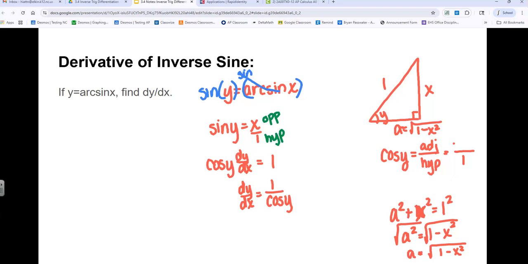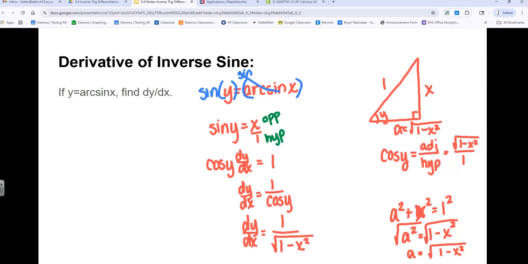So my cosine of y can also be the square root of 1 minus x squared. So that derivative is 1 over the square root of 1 minus x squared.